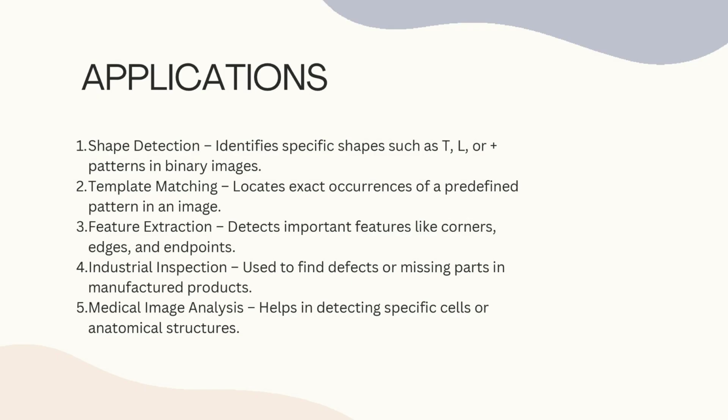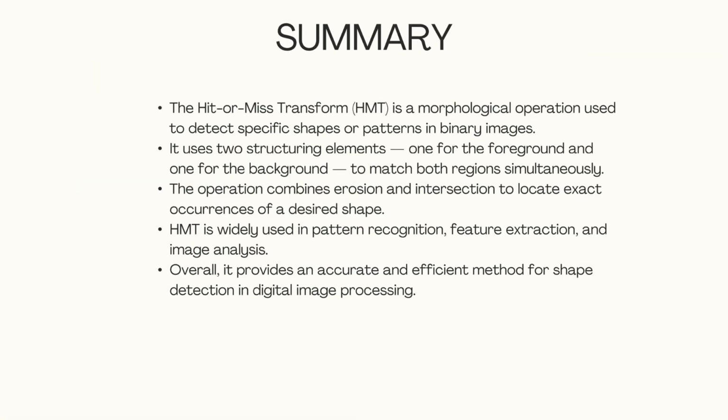The hit or miss transform has a variety of real-world applications, such as 1. Shape detection, identifying patterns like T, L, or plus in binary images. 2. Template matching, locating specific predefined shapes within an image. 3. Feature extraction, detecting junctions, corners, and endpoints in structures. 4. Industrial inspection, spotting defects or missing parts in manufactured products. 5. Medical imaging, recognizing particular cells or anatomical features in scans. These applications demonstrate its importance in automation and computer vision.